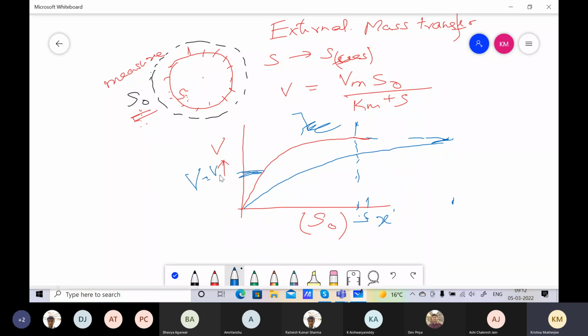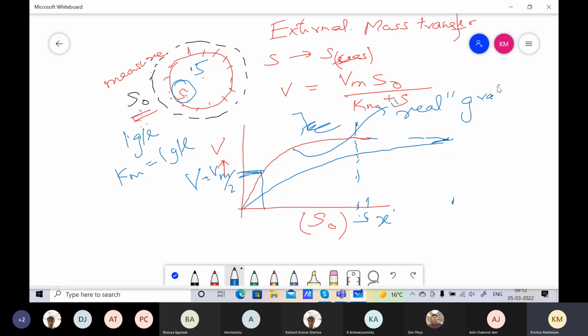V is equal to Vmax by 2 when the substrate concentration in your experiment is 1 gram. So your Km is therefore 1 gram per liter. Right? But actually the S here is 0.5 grams. So this is the real graph. This is the real graph of V versus S as far as the enzyme is concerned, if there was no external mass transfer. But because of external mass transfer, this point has now shifted here.